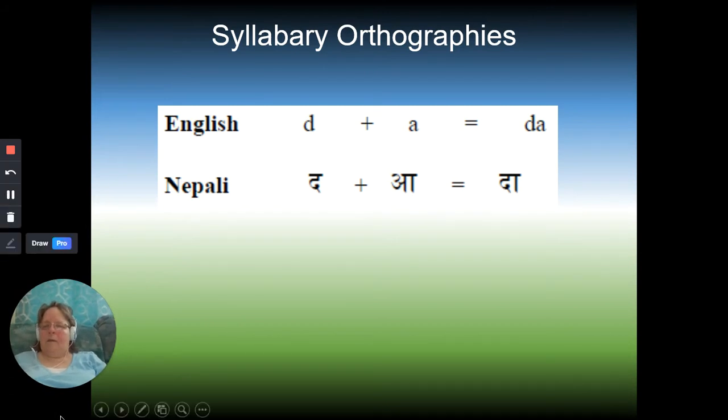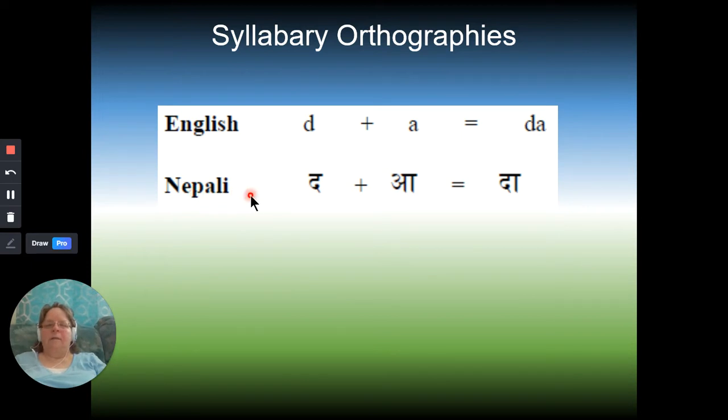So one of the things that we can look at, so this is like an alphabet orthography. So each letter, remember, has a sound that is associated with it. So for English, we have the letter D with the D, and in this case, the A with the ah sound, and that makes da. So one sound to one letter in the syllable.